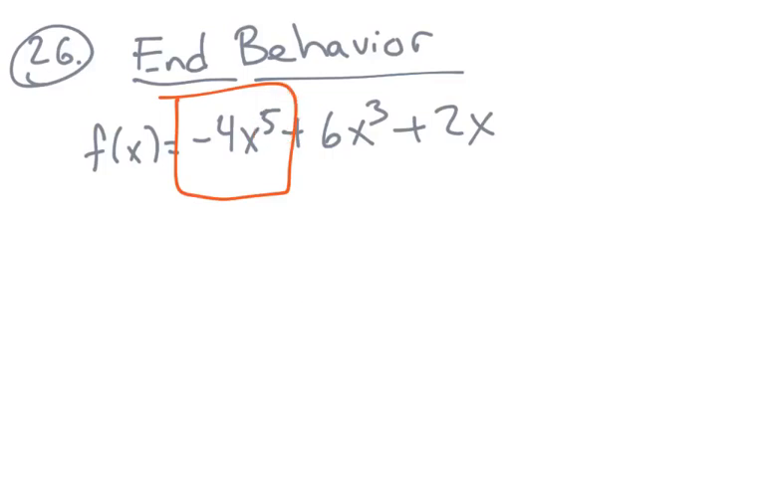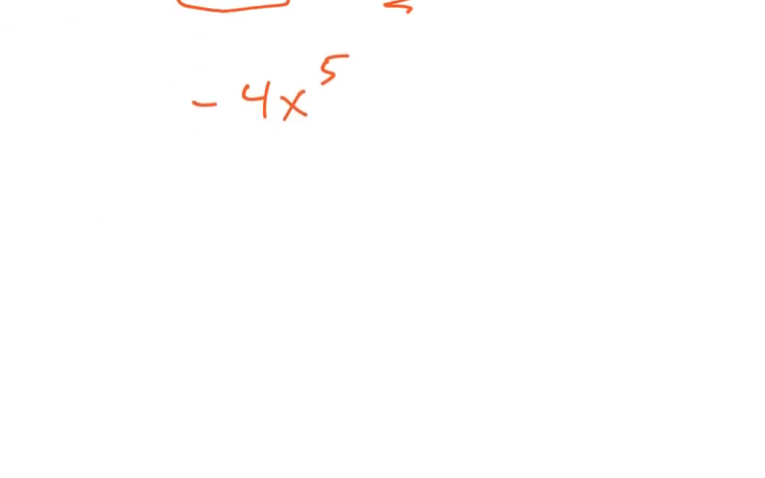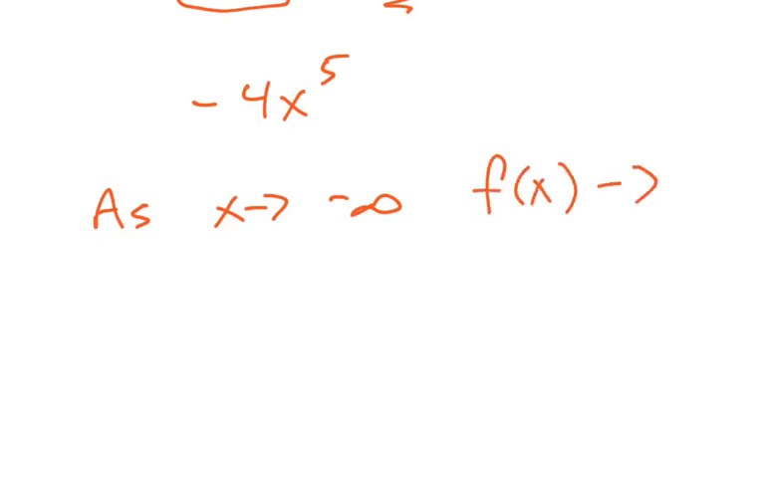The reason why we care about that is that for extreme values, whatever happens here is monumentally more impactful than this. Okay, so all I care about is negative 4x to the fifth, and what we want to know is as x approaches negative infinity, what happens to f of x? And as x approaches infinity, what happens to f of x?